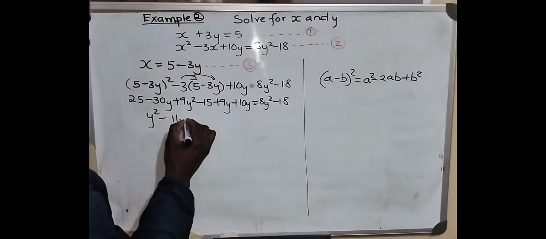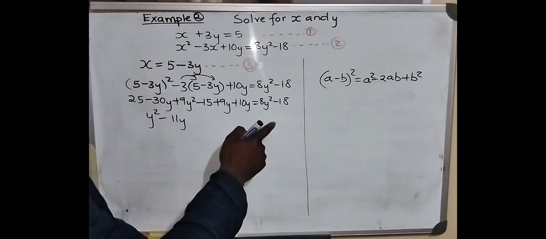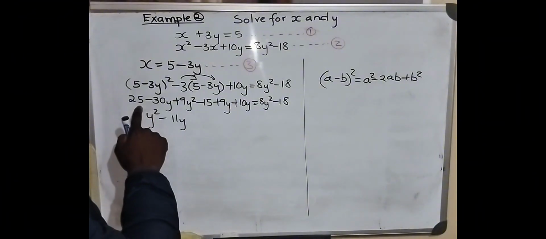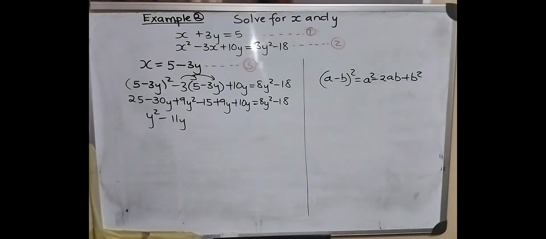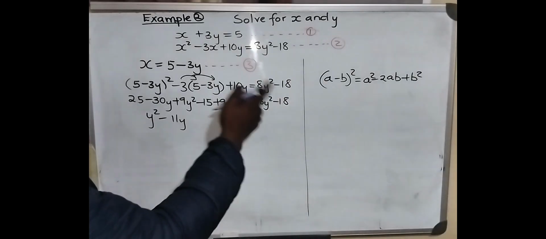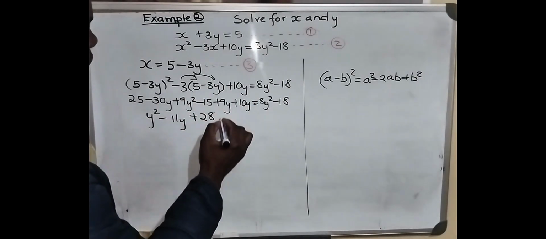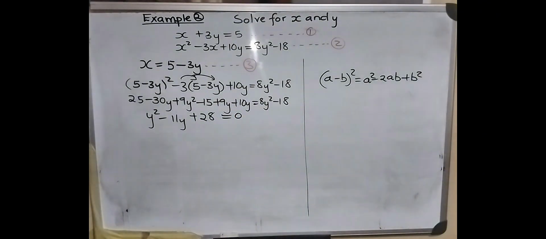negative 11y. And then our constants, here we have what? We have 25 minus 15, that's 10. And if we bring this one this side, we're going to obtain positive 28. And that is equal to, we equate that to 0. Right. So you can see that here we have obtained a quadratic.